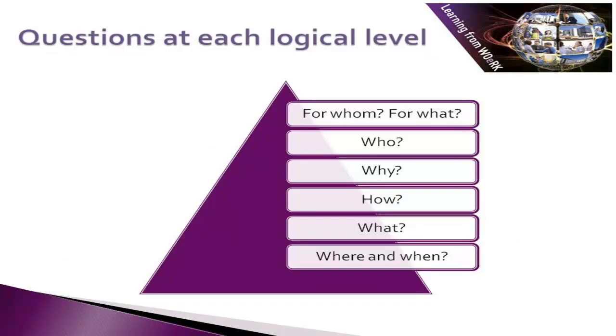So at each level there are different questions, and as you go up the levels, then you become more and more abstract and include more and more. At the environmental level, the question is where and when. At the behavioural level, the question is what. At the capability level, the question is how. At the values and beliefs level, the question is why. At identity, the question is who.